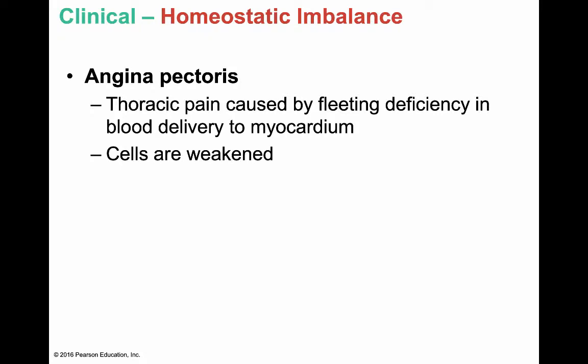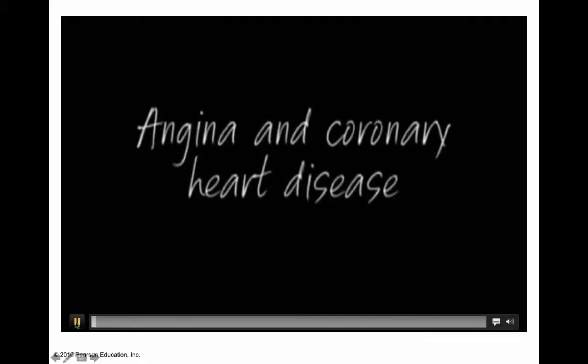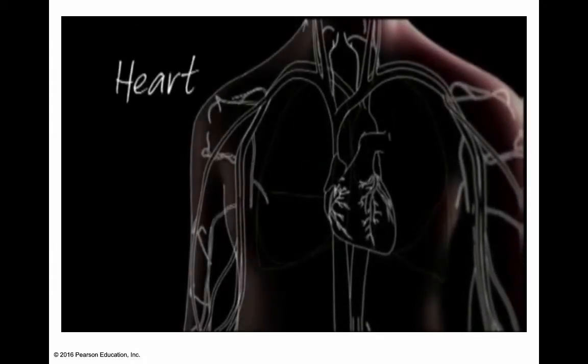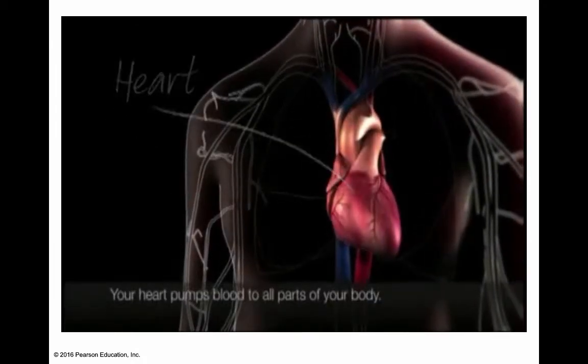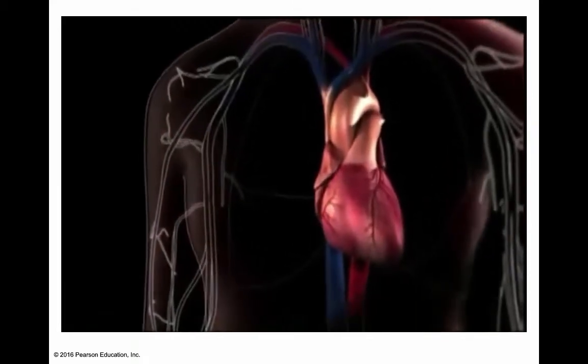Sorry about that, forgot. So angina pectoris is a homeostatic imbalance: thoracic pain that's caused by a fleeting deficit in blood delivery to the myocardium. In this, it's going to be very painful and the cells are going to weaken and can cause problems with your heart functioning correctly. So let's learn a little bit about that. Angina is most often a symptom of a heart problem called coronary heart disease or coronary artery disease. Your heart pumps oxygen-rich blood to all parts of your body. Your heart needs a steady supply of oxygen to do its job.